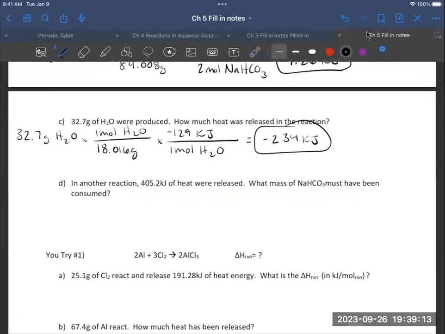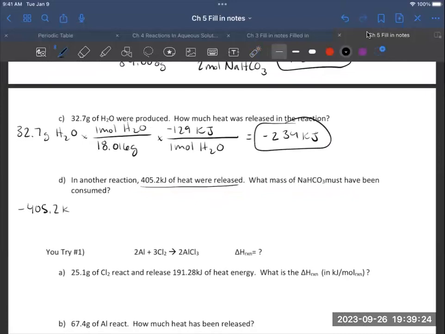As always, start out with the number that you're given. In this case, the heat was being released, right? So it's going to be negative 405.2 kilojoules. And you should know by now, using the rules of dimensional analysis, whatever unit you start with has to go on the bottom. So we're going to use the negative 129 kilojoules on the bottom, and that's per mole reaction.